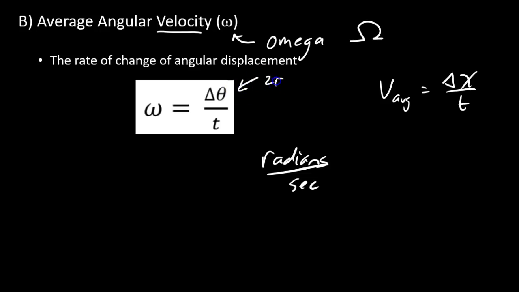So again, maybe you're told that a wheel makes 1 revolution, so I'd plug in 2 pi, and it does that in 3 seconds. You could plug that into your calculator, and you get some decimal that's in radians per second. That's average angular velocity. Not too bad.